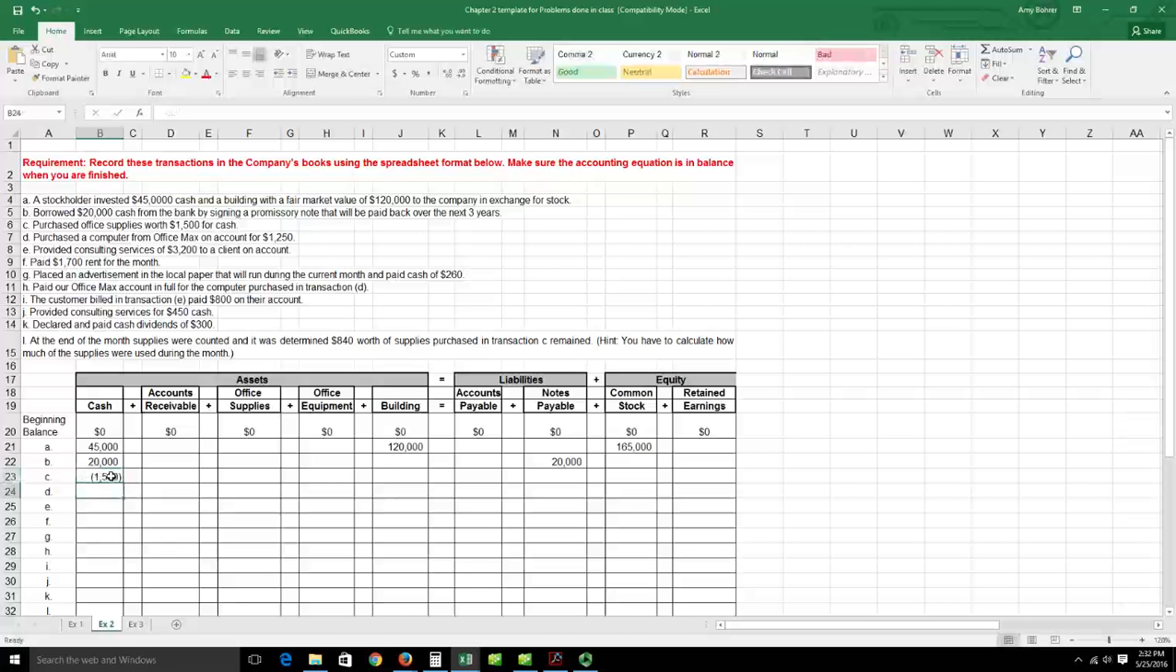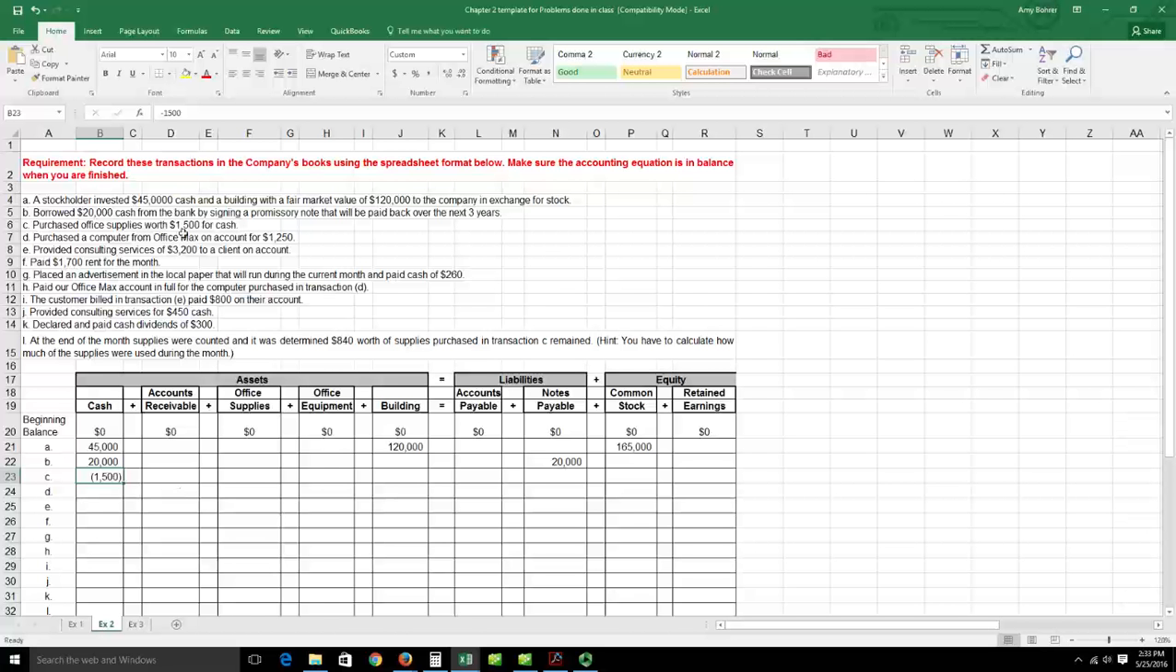So anytime one of these categories is going down, you have to enter it as a negative, even in MyOpenMath. If I just entered $1,500 positive here, MyOpenMath would tell me it's wrong because it's not positive. Cash is not going up, it's going down. So you have to enter that as a negative.